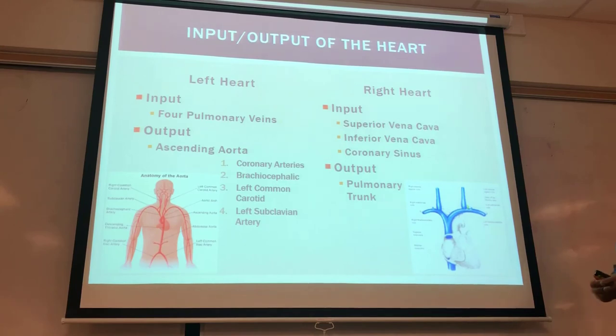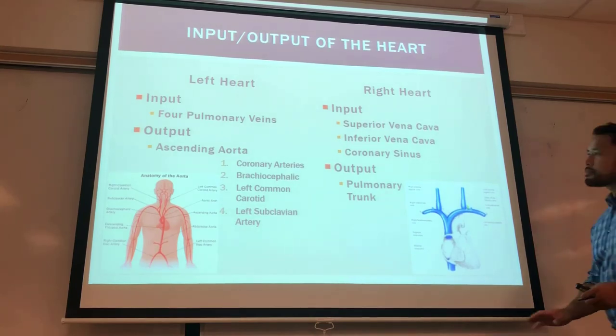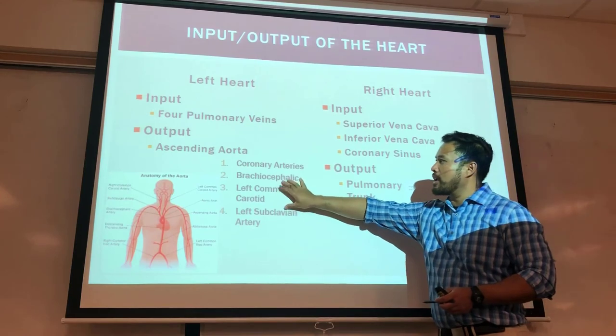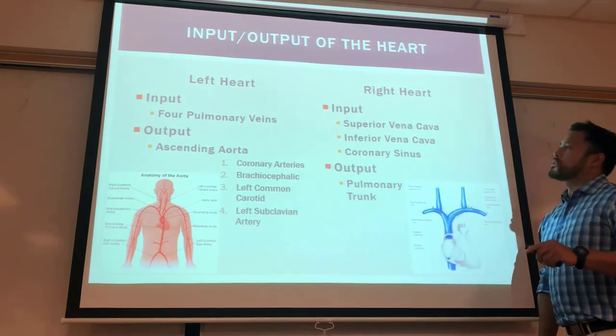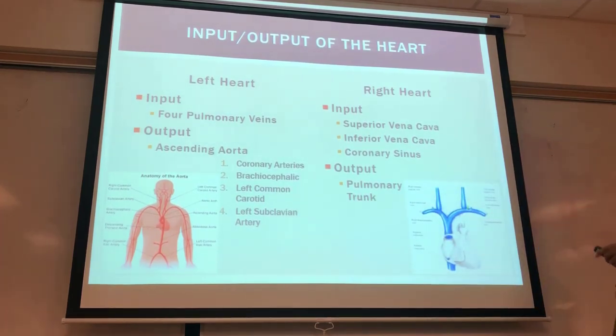The things that I would like you guys to be very familiar with, maybe not so much the branches of the aorta, but know the big structures, the pulmonary veins, vena cavas, the pulmonary trunk. That's the big thing I want you guys to remember. And in fact, that's what your homework does. It helps you keep track of all the different structures and know the direction of blood flow.